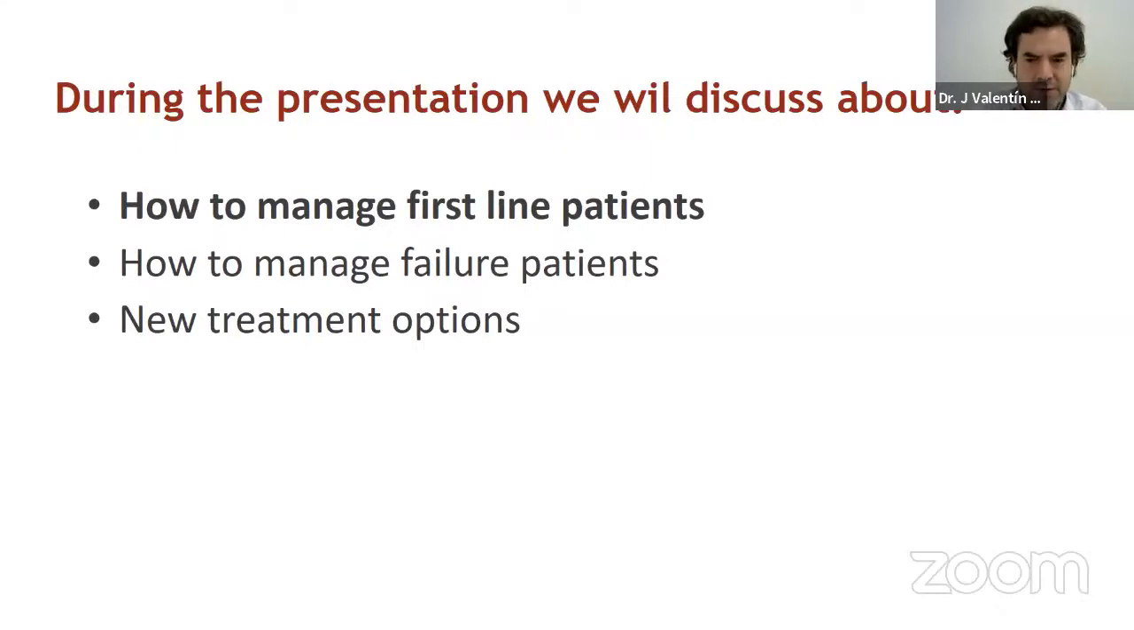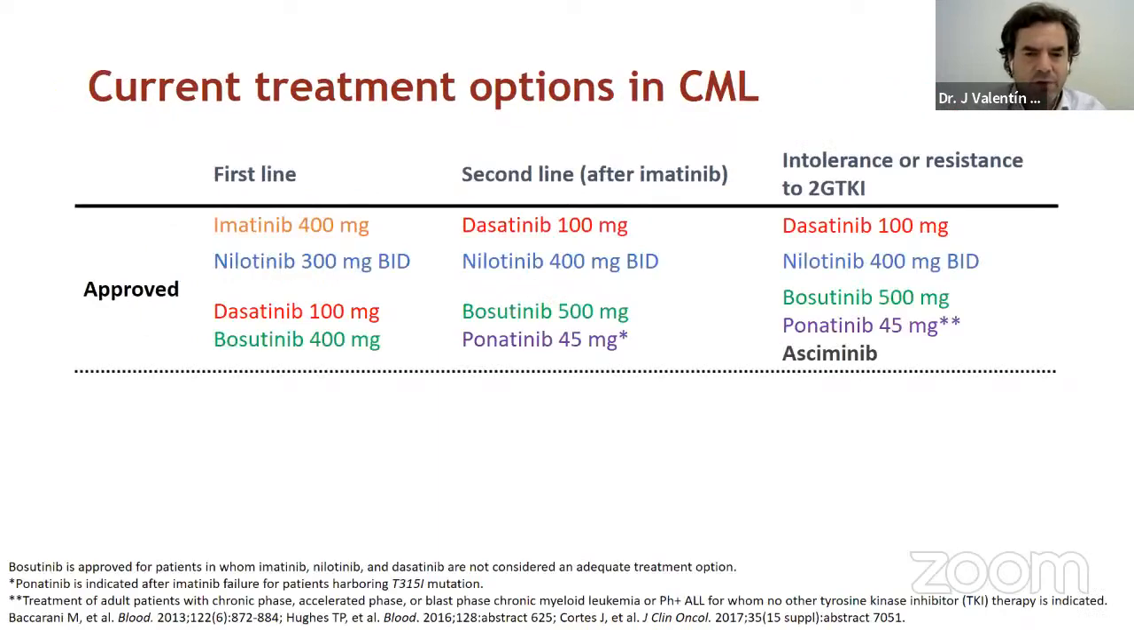worldwide. At this moment, we have up to 6 TKIs, or 5 TKIs depending on where you practice, to treat our CML patients. Some of these TKIs, imatinib and the second-generation TKIs, are approved in the first-line setting, and for second and later lines we also have second-generation TKIs, but also ponatinib, and in many countries we already have asciminib available. So we have quite a number of treatment options that we can use in quite similar categories of patients.